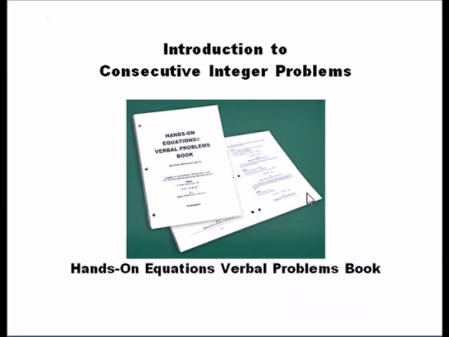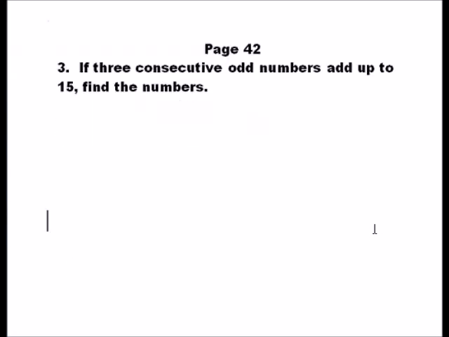Let's see the hands-on equations approach to consecutive integer problems. I will take an example from the hands-on equations verbal problems book. This is from page 42, example 3. If three consecutive odd numbers add up to 15, find the numbers. This is an example you could give to your students as early as the 5th grade.